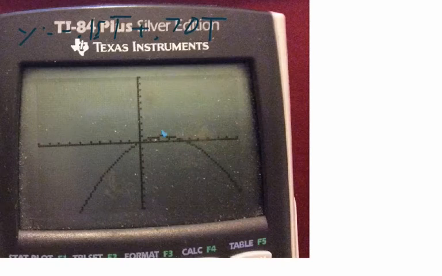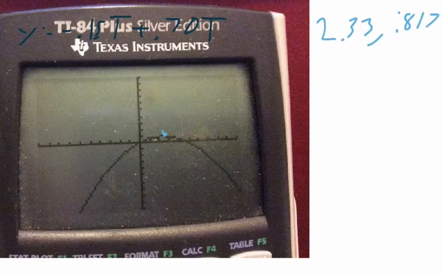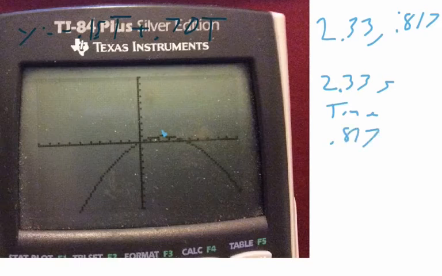So we're going to do second trace 4. Use the left bound and the right bound. And this turns out to be 2.33 comma 0.817. So 2.33 seconds is the time, and 0.817 feet is the maximum height.